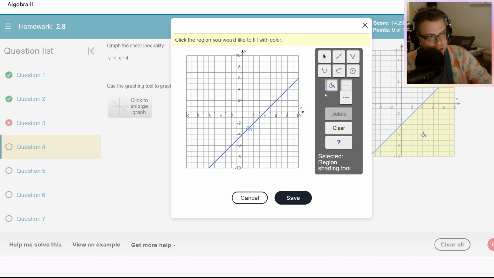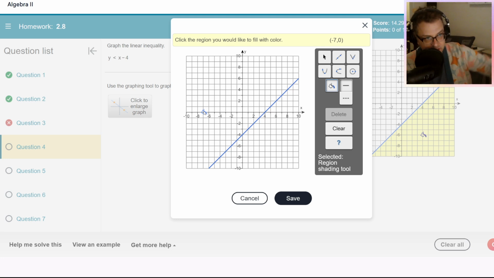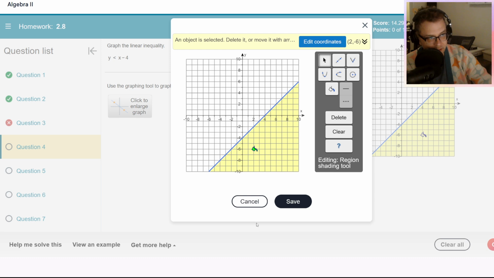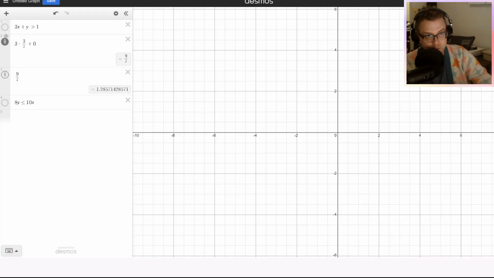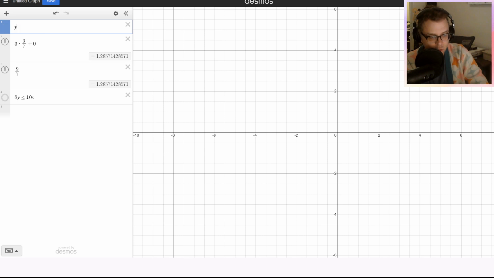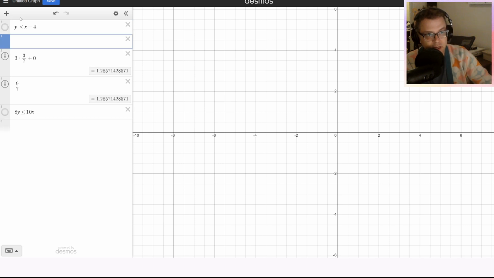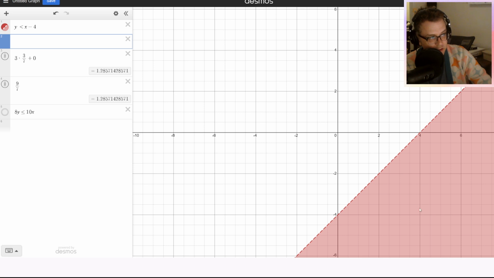And then you're trying to pick everything that is less than that, on the lower side of that, and you just put a little paint bucket and you pour in the paint bucket on the lower side, and double check this on Desmos to make sure it's right. y is less than x minus 4. And then turn that on. And you get the same thing. Okay.